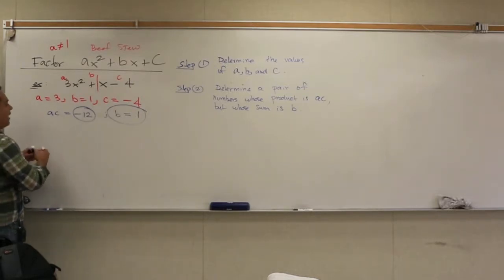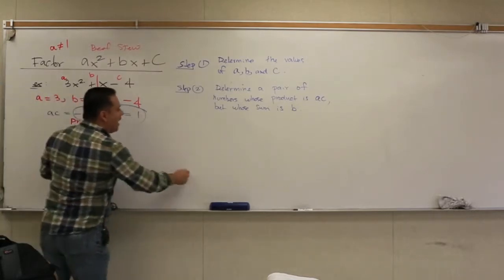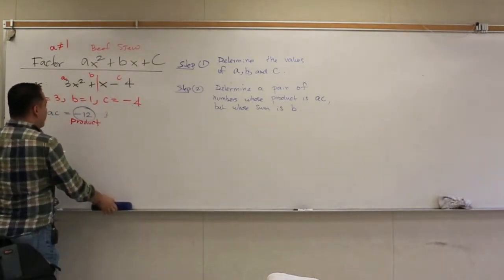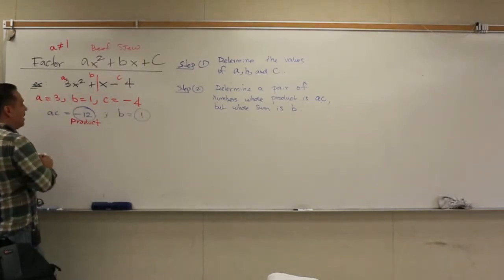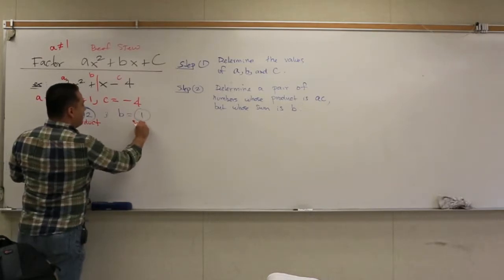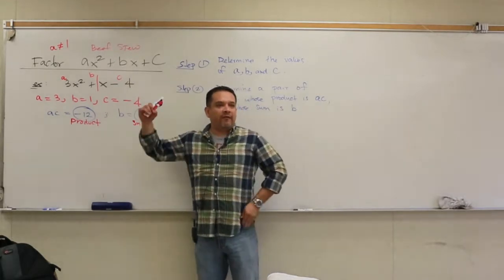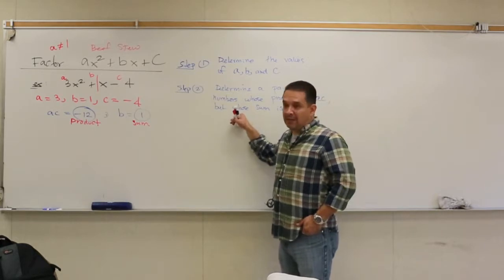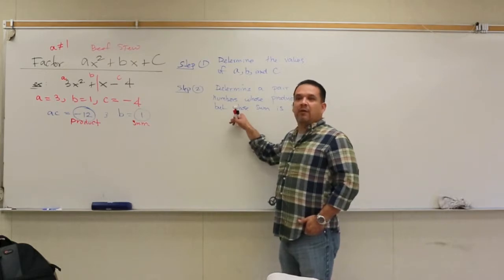So what I'm saying is that I have to find a pair of numbers whose product is negative 12, but whose sum is the value of B. And again, B is the value of positive 1. So this has to be the what? The sum. So let me ask you guys a question. Does that part of the process look a little familiar? Yes, it does. It was part of, in a way, chicken soup. Do you guys see what I'm saying?